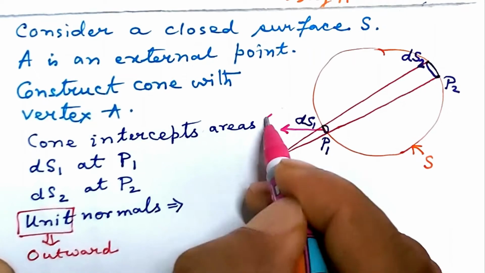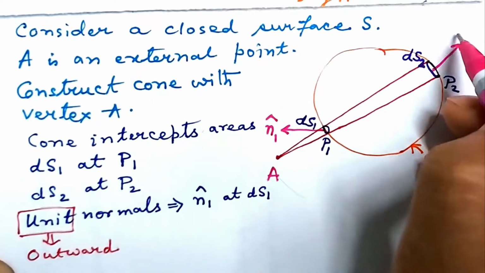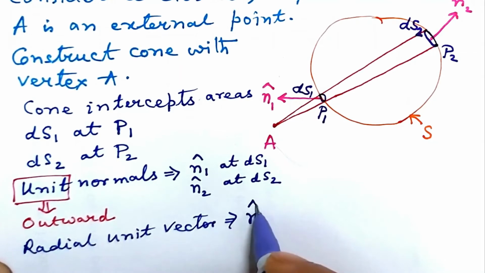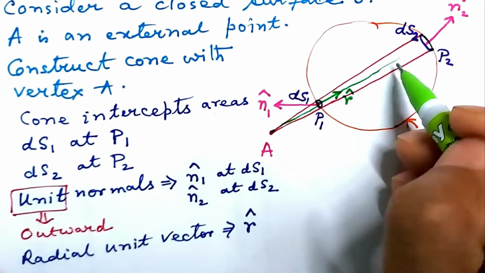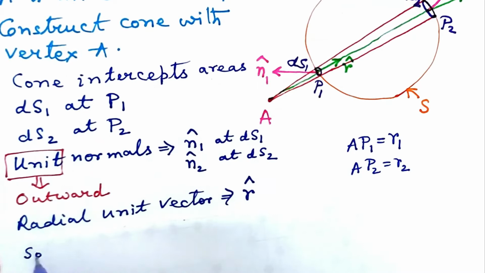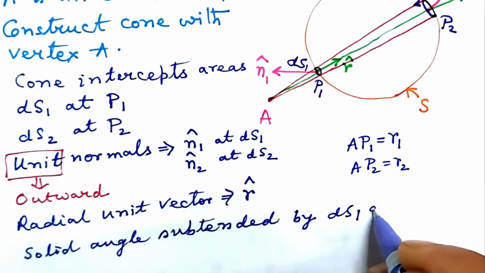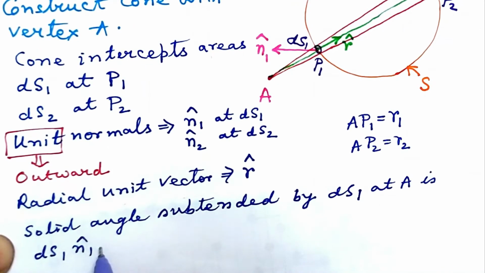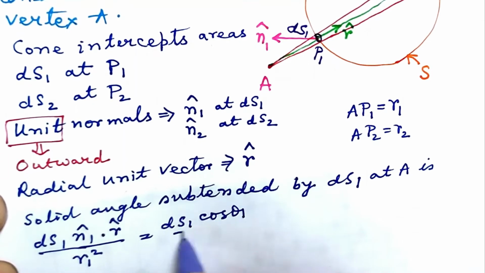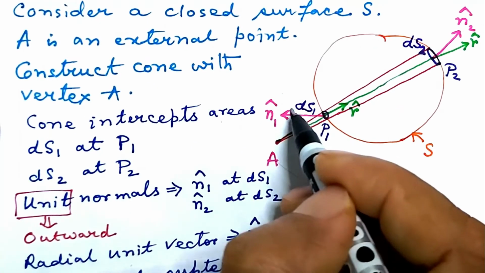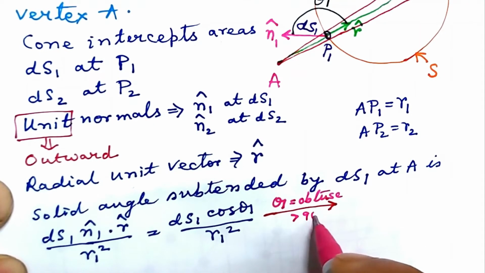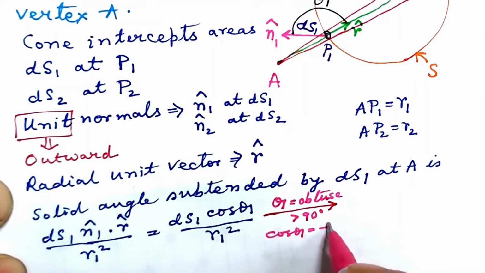n1 cap at ds1, n2 cap at ds2. The radial unit vector is r hat. Let us show it at ds1 and also at ds2. AP1 is r1, AP2 is r2. The solid angle subtended by ds1 at A is ds1 n cap dot r cap divided by r1 square. This is equal to ds1 cos theta 1 by r1 square. The angle between n1 cap and r cap is theta 1, which is obtuse, that is greater than 90 degrees, and hence cos theta 1 is negative.